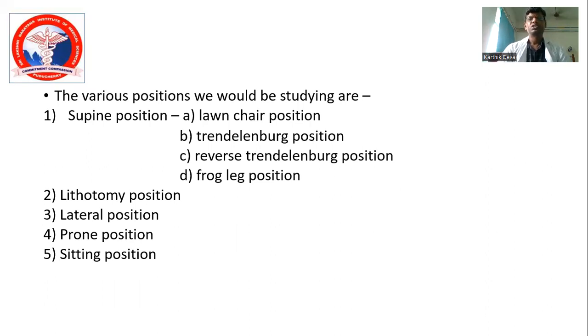The various positions we will be studying are supine position, lithotomy position, lateral position, prone position, and sitting position. Among the supine positions, there are various types, that is lawn chair position, Trendelenburg position, reverse Trendelenburg position, and frog leg position. We keep the patient in these different kinds of positions for different kinds of surgery to keep the surgeon comfortable to operate for optimal surgery.